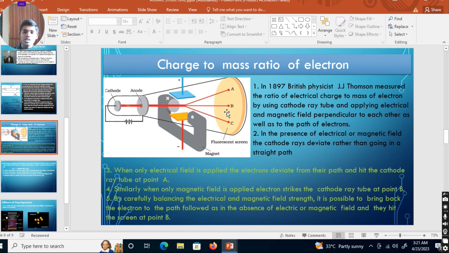Here, it is easy to calculate the charge to mass ratio. It is easy to calculate the mass of the cathode ray particles and the charge of the cathode ray particles, and the ratio between both. Now let us see some more points.